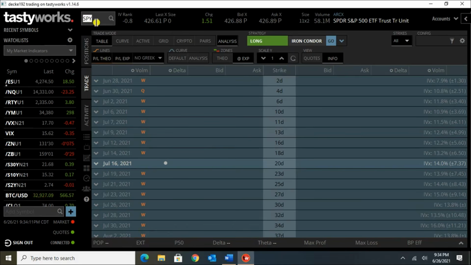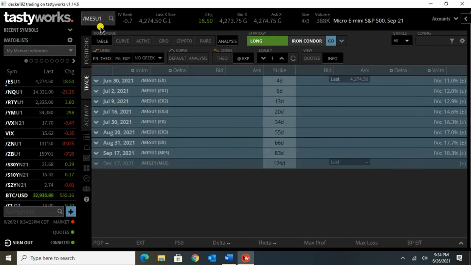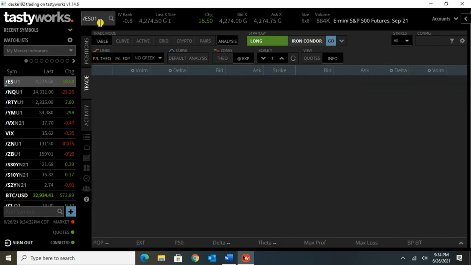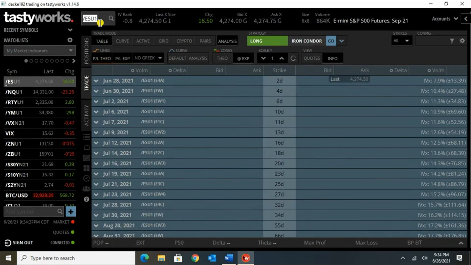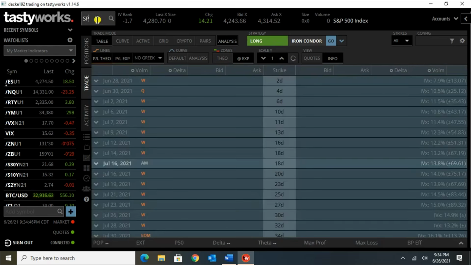If you want to do this on a smaller notional value scale, you can use the micro E-mini S&Ps, which is /MES. This is half the size of SPY. If you want to get larger notional value, you can use the E-minis, which is /ES. That's 5 times the size of SPY. And if you're a big dog, you can use the SPX, which is 10 times the size of SPY. But I'm going to use SPY, like I said, for this example.